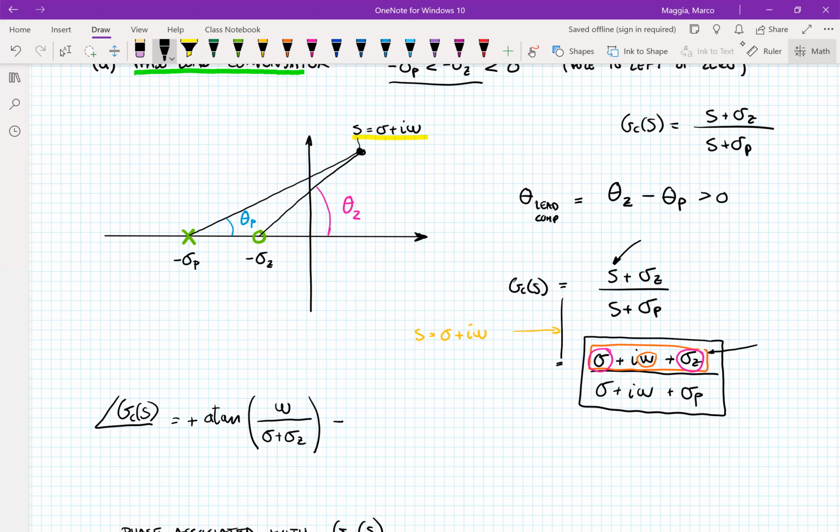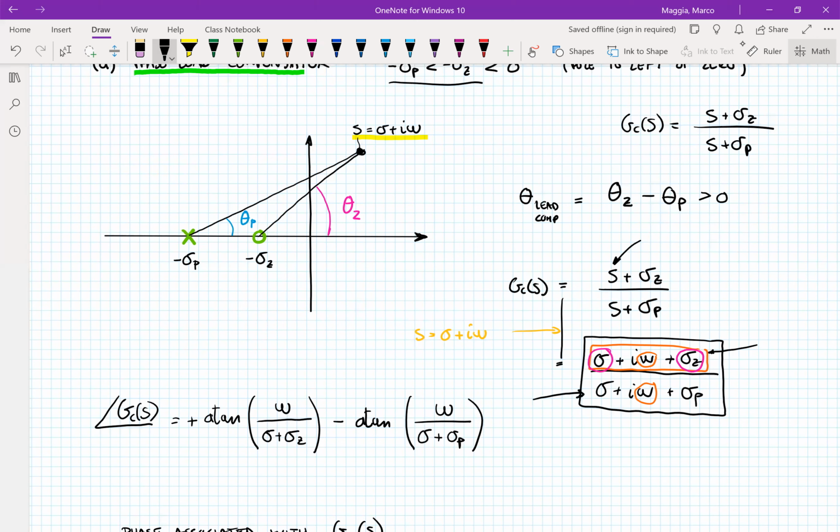Now, to conclude, we have to subtract the phase associated with the complex number at the denominator of the fraction. So we do the same. Now it's minus arctangent of the imaginary part. Once again, the imaginary part is omega over the real part. In this case, we have sigma plus sigma p.